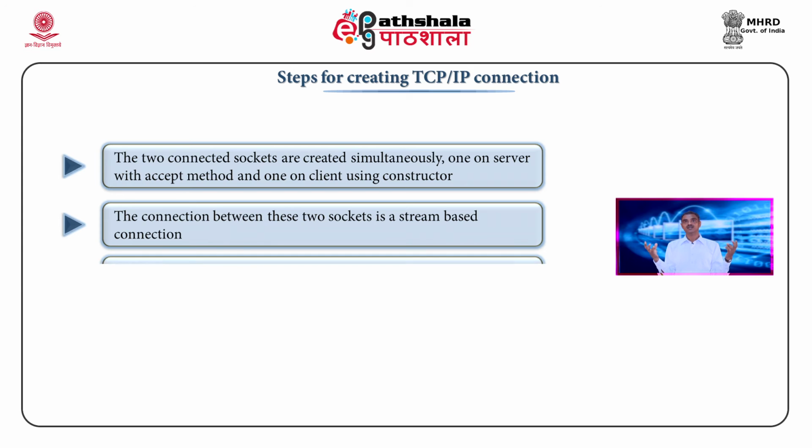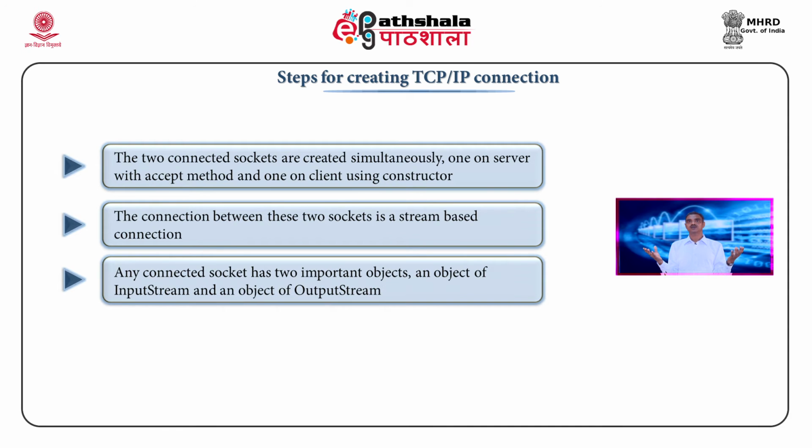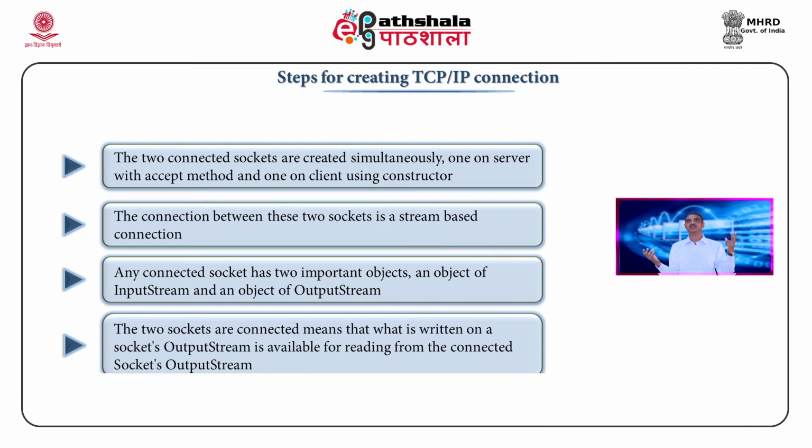Oh, these are, what kind of connection is it? It is a TCP/IP connection, which is a stream based connection. So, what do we have? We have the two sockets connected on a stream based connection, and what does a socket contain for providing us a stream based connection? Each socket has two important components. Any connected socket has an input stream and an output stream.